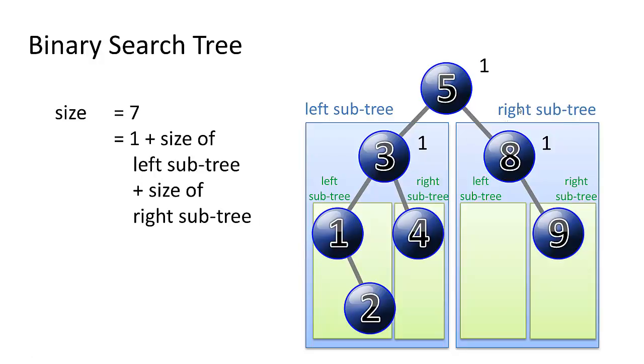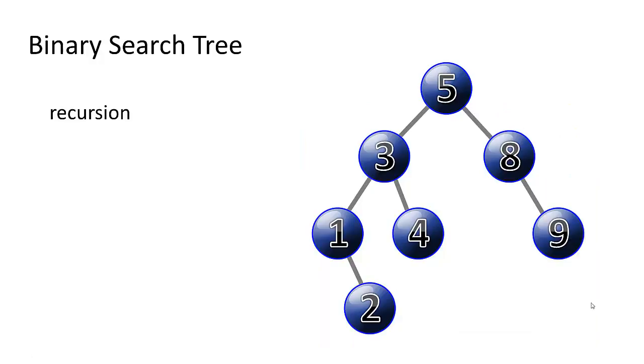And we can do the same thing on the 8 subtree, 5's right subtree, starting with node 8. We can add 1 for node 8, and then we can add the size of its left subtree and the size of its right subtree. So we can see that this is a recursive solution. Each time we try to get the size of a tree, we have to add 1 plus the size of its left subtree plus its right subtree. So that's a recursive solution, and you're going to see how we code that in a second.